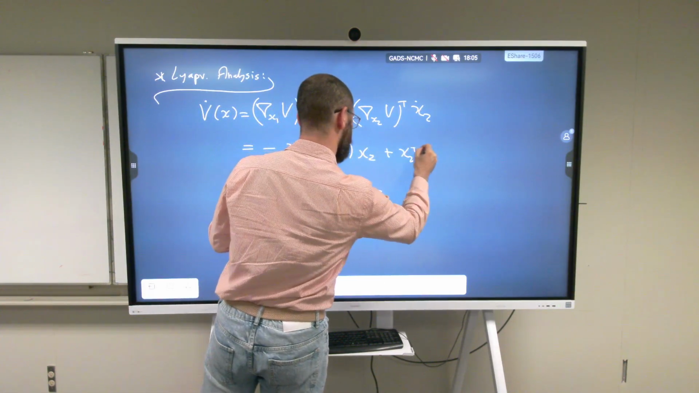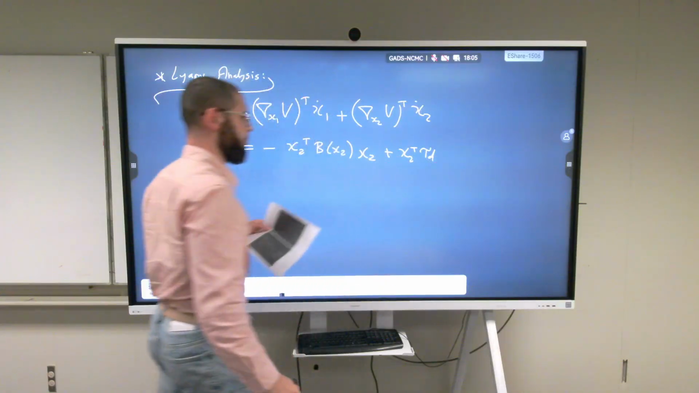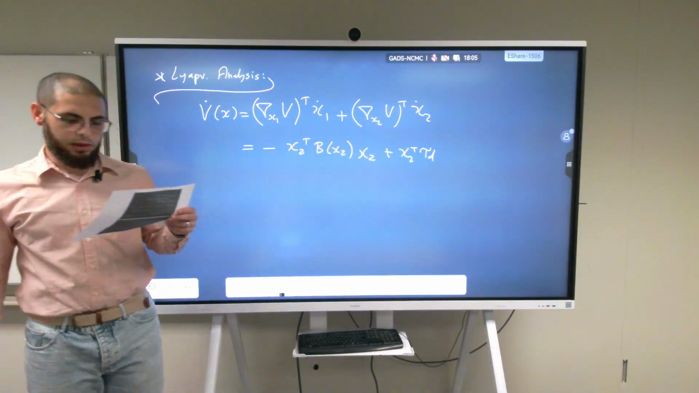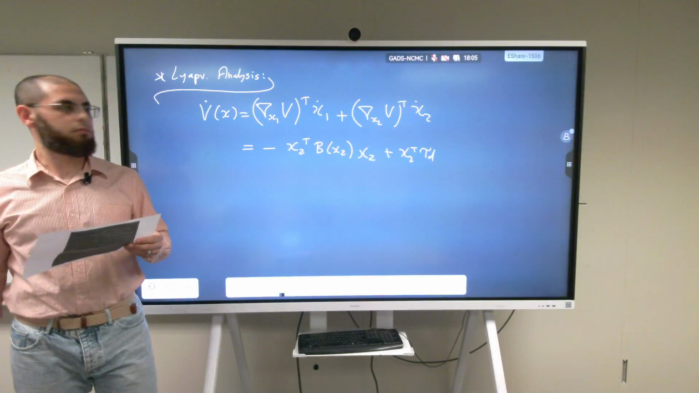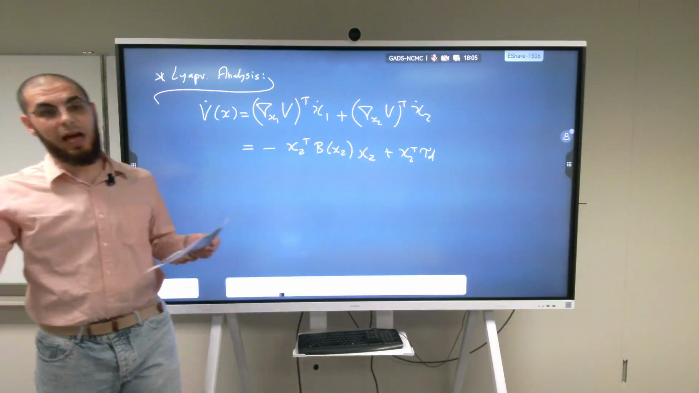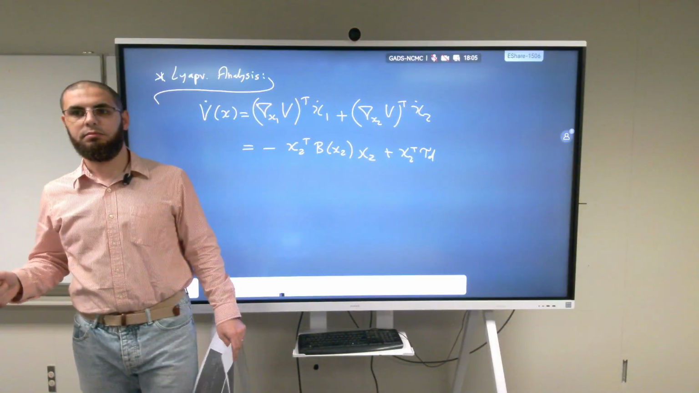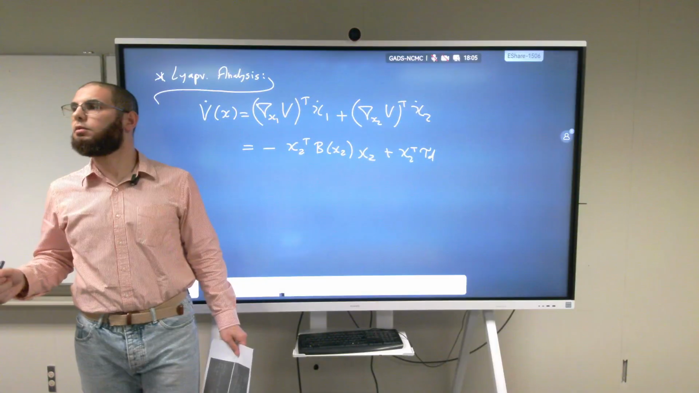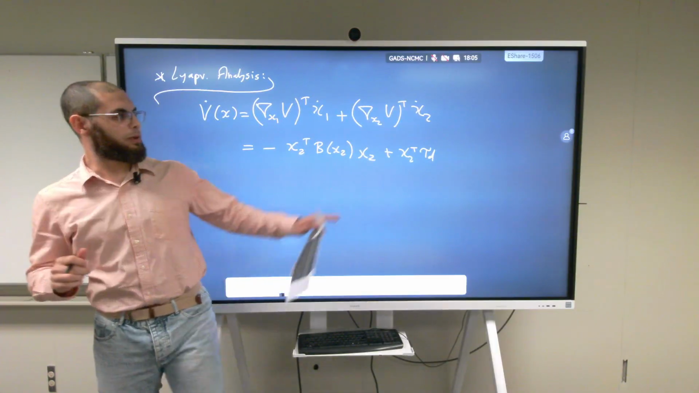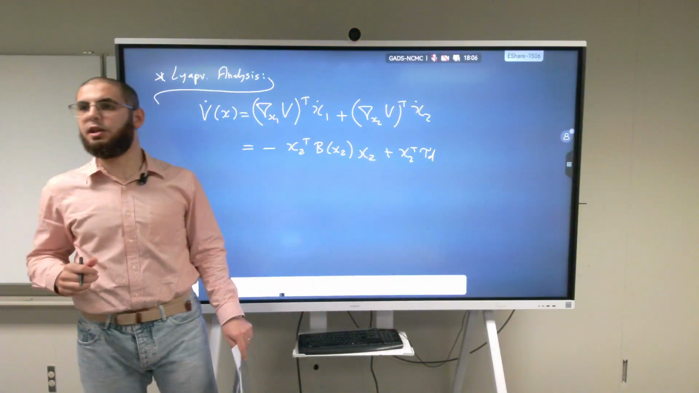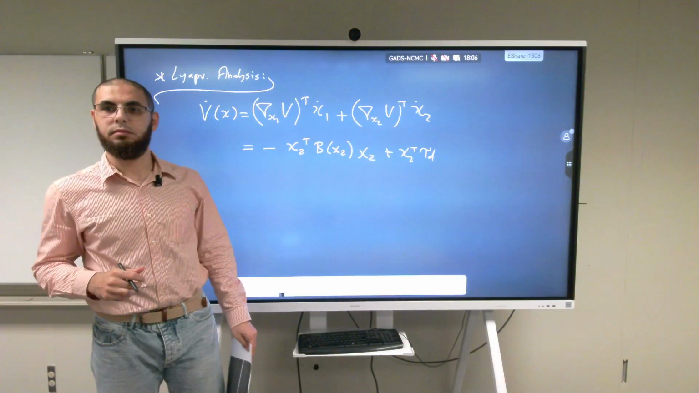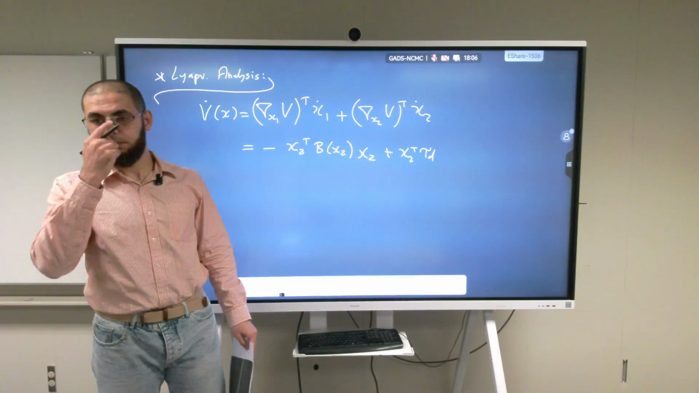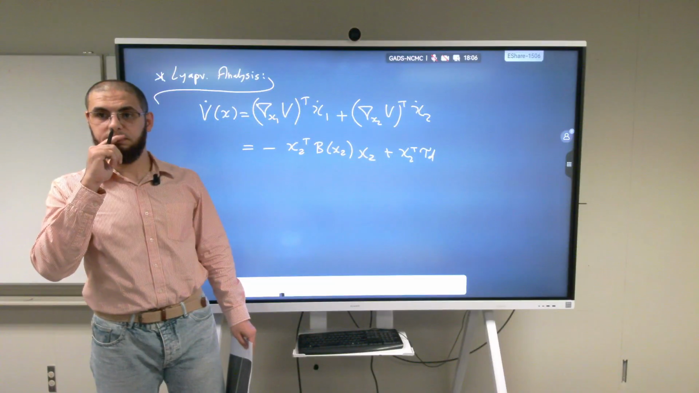Plus x2 transpose tau d, okay? How do you choose now the tau d? First of all, do you need to have a derivative term? Think about it. If I put the derivative term equal to 0, what is the result? We need a stiffness. We need a part that mimics the stiffness.